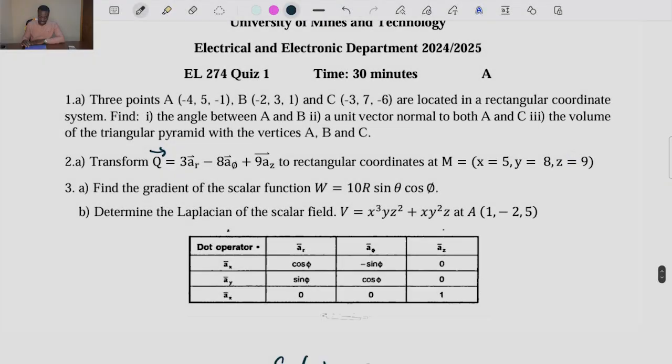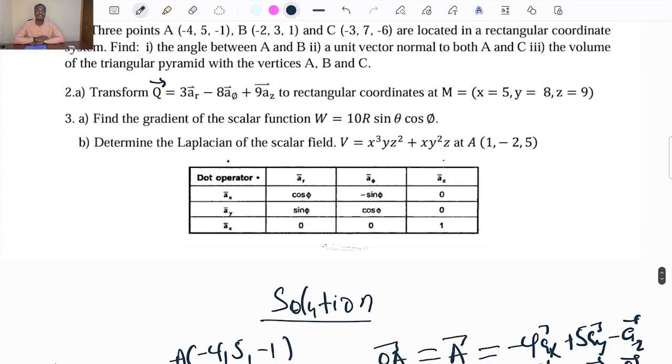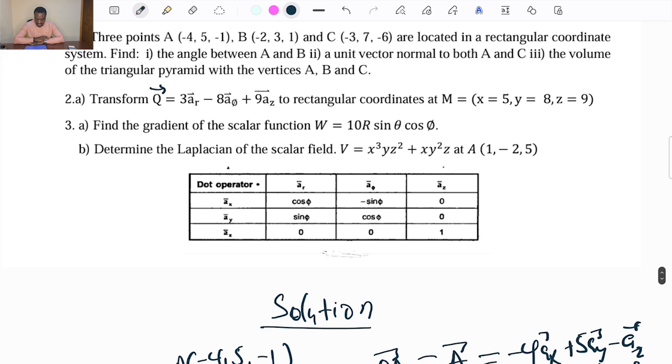So without wasting any time, I'm going to go straight to question 3, which is the last question of quiz 1. So we move to question 3. Now looking at question 3, we have question 3a. Find the gradient of the scalar function W equals 10r sine theta cos phi. We have to find the gradient.